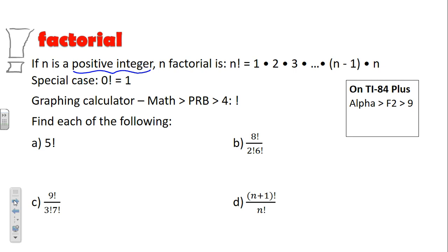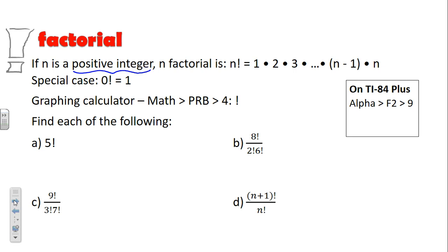All right, so on your graphing calculator, and we're not going to actually use it for just a moment, it's in the math probability section, and it's option number 4. So if you have a big number you need to find the factorial of, that's one way of getting there. On the TI-84 pluses, it's alpha, and then you choose F2, function 2, and then it's option 9. So this is a shortcut for these. Okay, now let's think about what these are then.